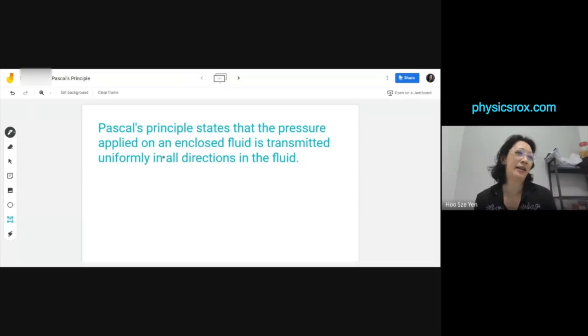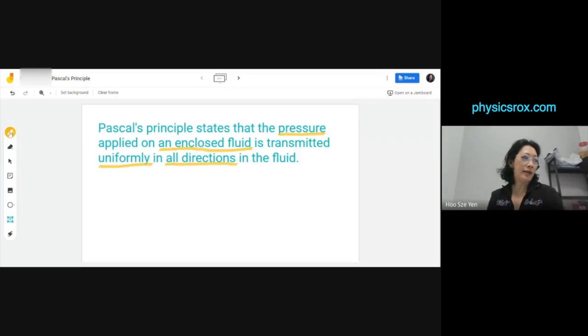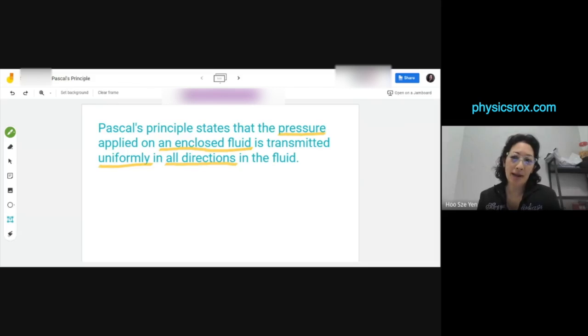You're like, oh my God, teacher, the sentence is so long, how do you remember all of it? So let's try to understand first what it is saying here. Pascal's principle states that the pressure applied on an enclosed fluid is transmitted uniformly in all directions in the fluid. So what does this mean? In the case of the Pascal's piston just now, what it was showing us is proof that pressure is transmitted uniformly in a fluid, in all directions.